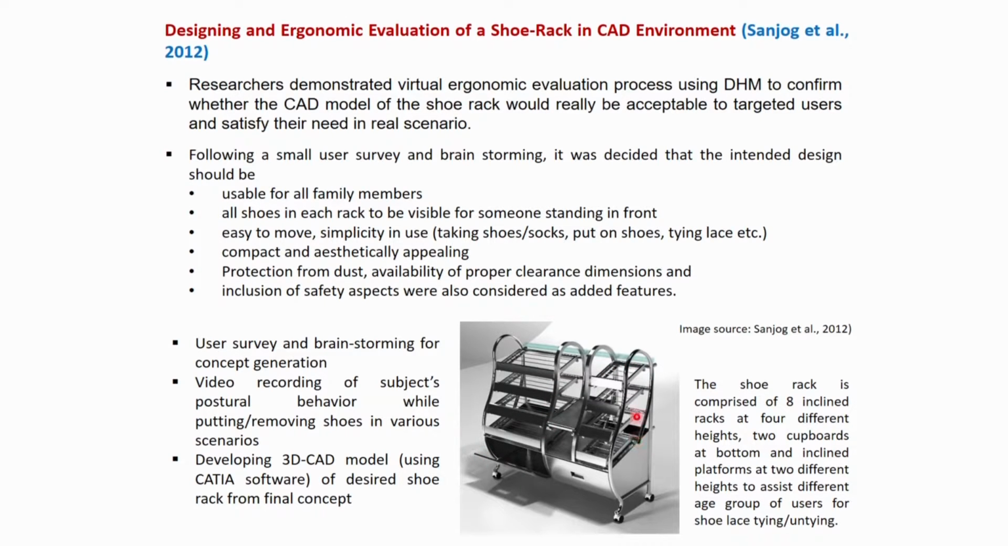So researchers kept various provisions. From this image you can see the shoe rack is comprised of 8 inclined racks. On this side 4 and on the left side also 4 racks, and the racks are kept at an inclined angle so that if you press the lock, the rack will automatically slide down and you can take your shoes and push it back again. Similarly, there is space at 2 different heights and there is a platform, so people of different age groups can keep their feet on this space and tie their shoelaces.